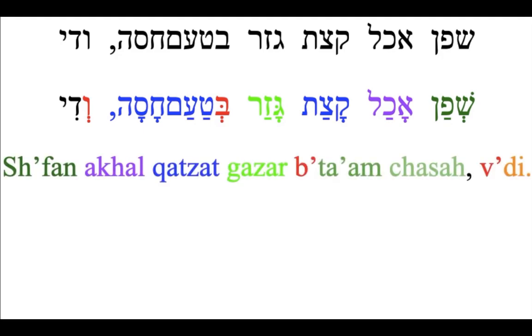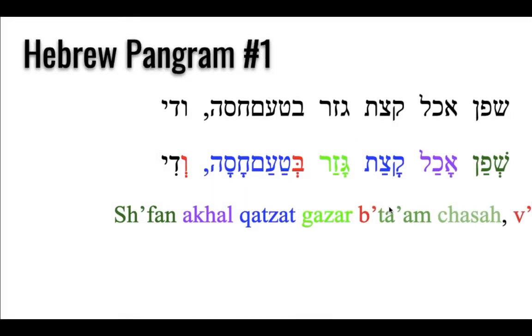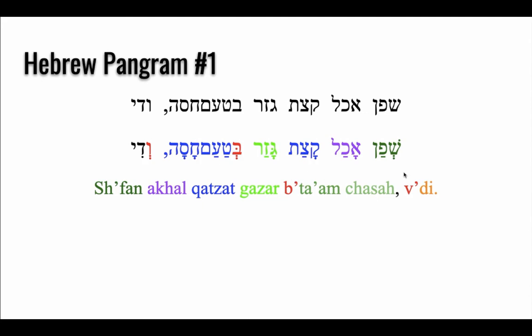Shefan achal chatzat gazar beta'am chasa vedi. And you'll notice that I colored these words so that you can see where in the sentence exactly they will go. And it appears the word order is fairly similar. I guess I didn't put the space in there, unfortunately. You'll see the red are usually prepositions, be, meaning in, and be, meaning and. And I'll explain what this sentence means.